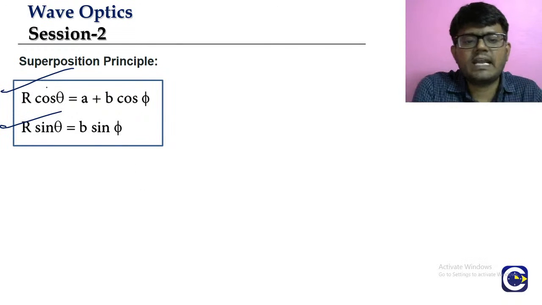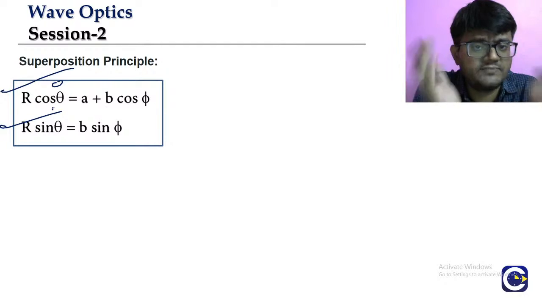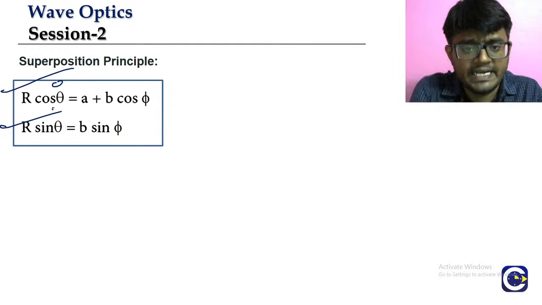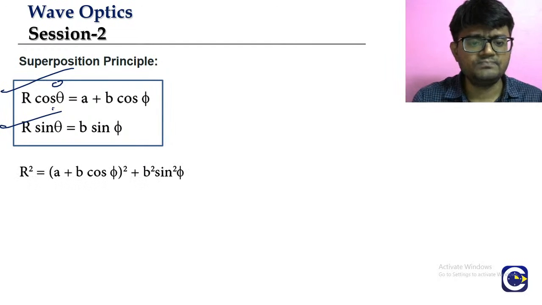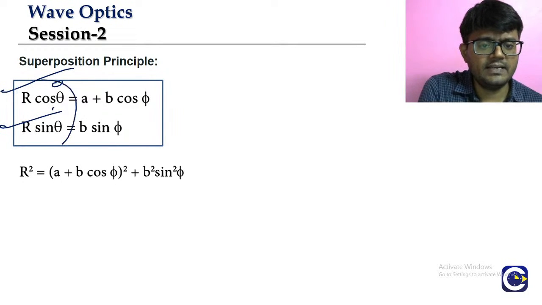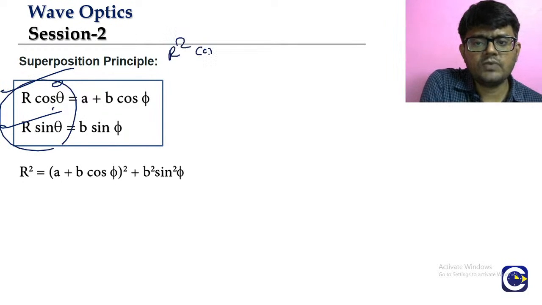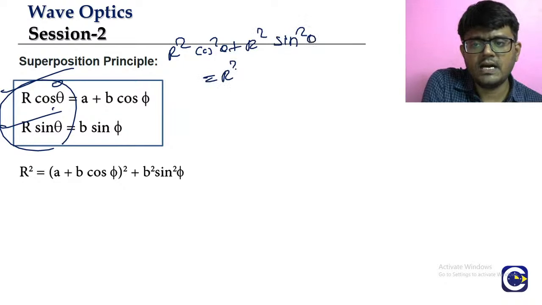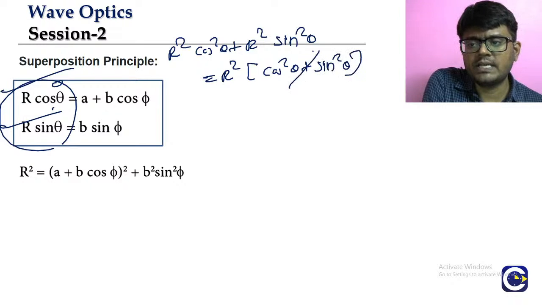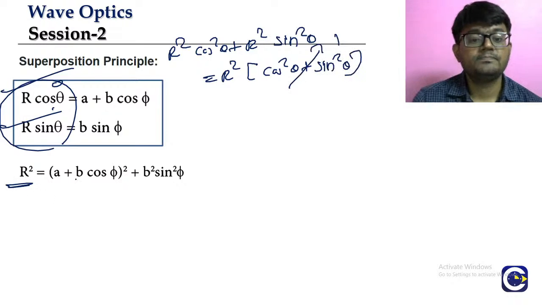So generally whenever we have cos theta and sin theta, what is the first thing that will come to our mind? Square and add. That's it. Square and add them. If you square and add them, what is the LHS? R square cos square theta plus R square sin square theta. That is R square into cos square theta plus sin square theta. What is this? 1. So LHS will be 1.